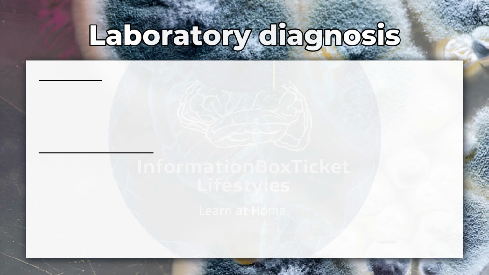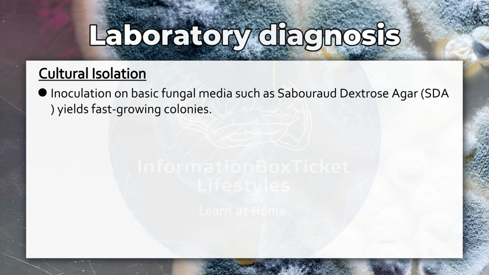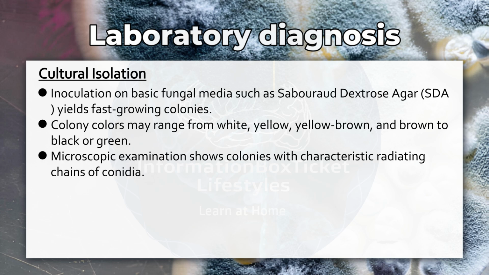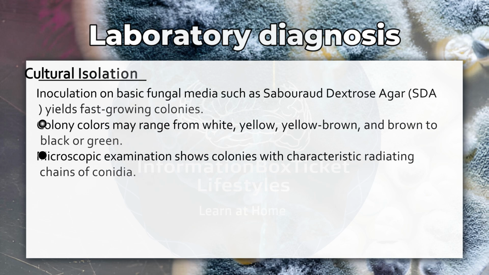Cultural isolation. Using basic fungal media, Sabouraud dextrose agar, Aspergillus fumigatus produces fast-growing colonies that are white, yellow, yellow-brown, brown to black, or green in color. Microscopically, cultures show colonies with characteristic radiating chains of conidia.